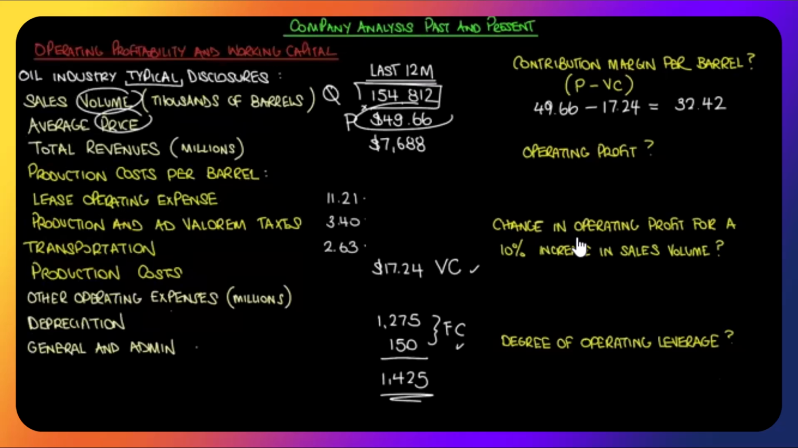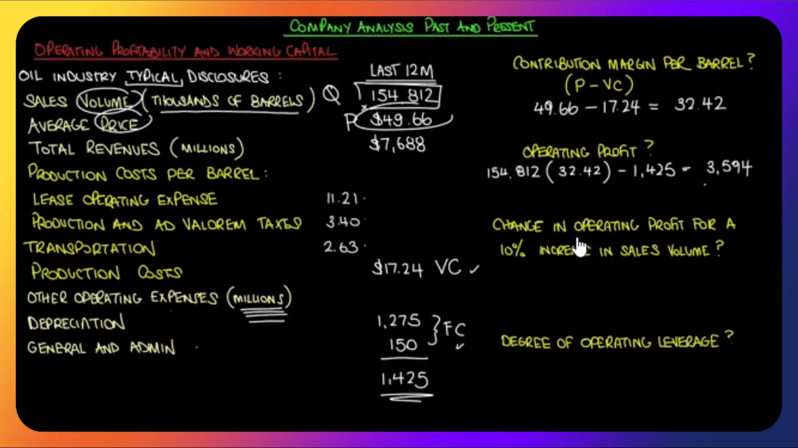Let's take a look. Be careful with your units here. We are given the sales volume in thousands of barrels and our fixed costs in millions of dollars. So let's work in millions and say we sold 154.812 barrels. P minus VC we know is 32.42. We just worked that out. Minus our fixed costs of 1,425. Did we turn an operating profit? We did.